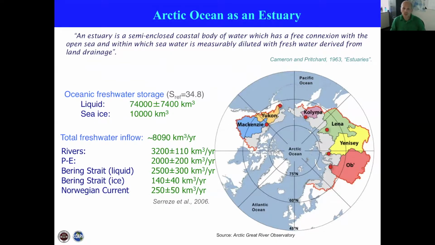So the Arctic Ocean is often compared with an estuary of the North Atlantic. Of course, there is a lot of idealization in this comparison, but it emphasizes the fact that the Arctic Ocean is greatly influenced by river runoff. There are other freshwater fluxes which are listed in this slide. These are net precipitation, Bering Strait inflow, and net ice melt.